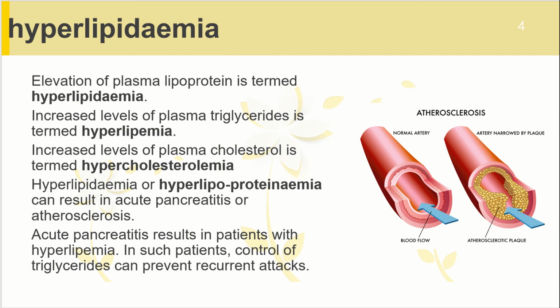And we have an image here to your right showing the normal artery and the narrowed artery that clearly has some plaque on the inside. Acute pancreatitis results in patients with hyperlipemia. In such patients, control of triglycerides can prevent recurrent attacks.